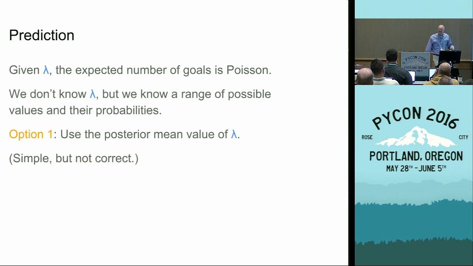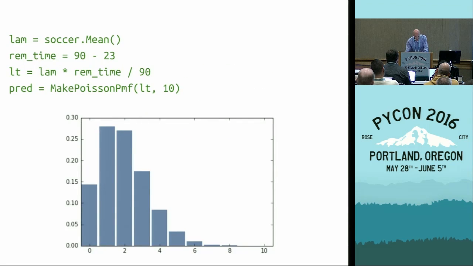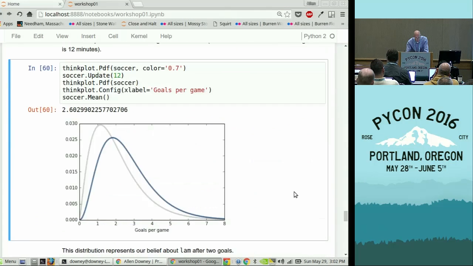Okay? And if I remember right, in ours, what does that work out to be? I forget what the mean is. Did I compute it? There it is, 2.6. So I started out at 1.3. Before I saw any goals, I thought that the mean of lambda would be 1.3. Each time I see a goal, I increase it. And having seen 2 goals in 23 minutes, I now think it's 2.6. I think that Germany versus Brazil will score 2.6 goals per game on average.